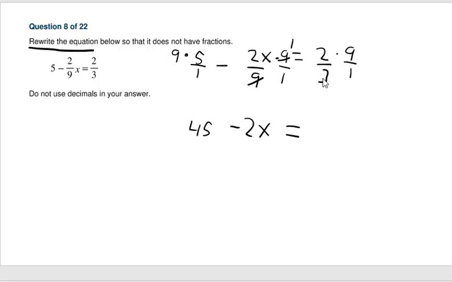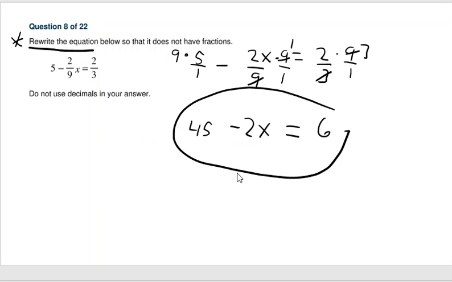And then on the right side, 3 goes into 9 3 times. 3 times 2 is 6. And that fraction is now gone. Okay? On these questions, it just says rewrite the equation so that it does not have fractions. So that's what that's going to look like. So remember, on questions like question 8, you find a common denominator for all of the fractions, and then you multiply every term in the equation by that common denominator, and that will eliminate your fractions.